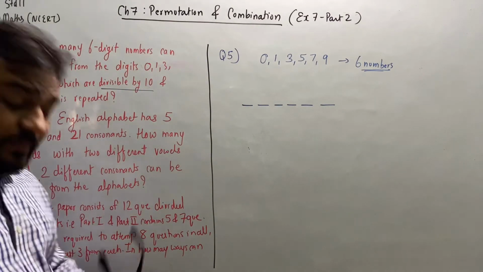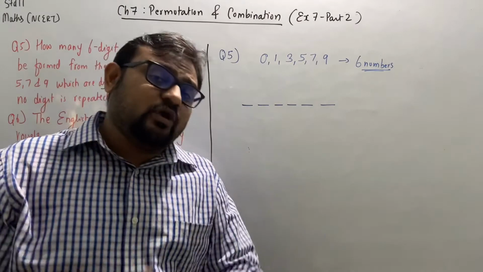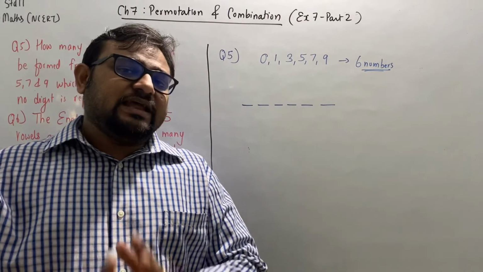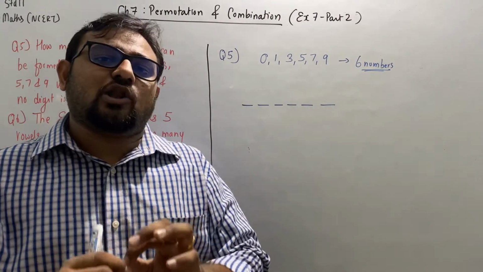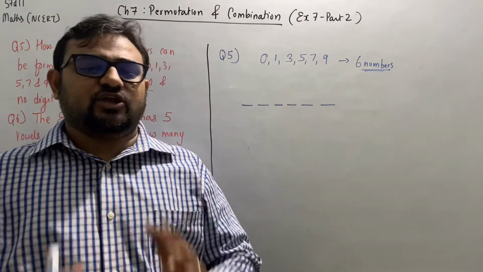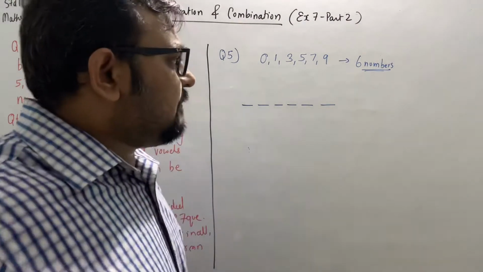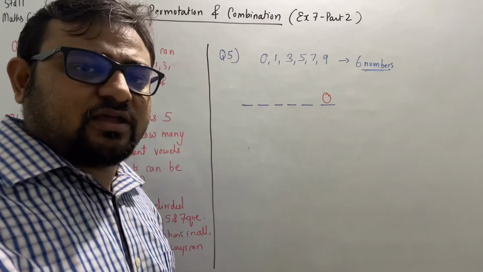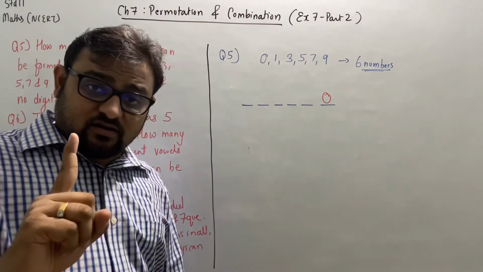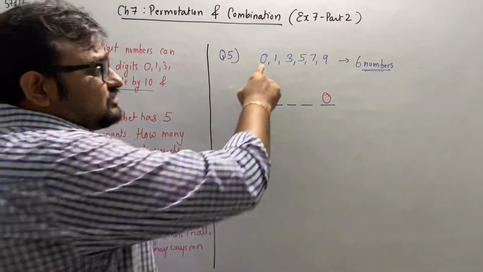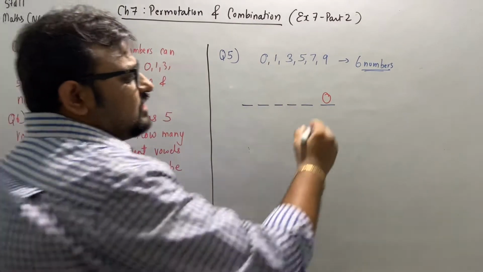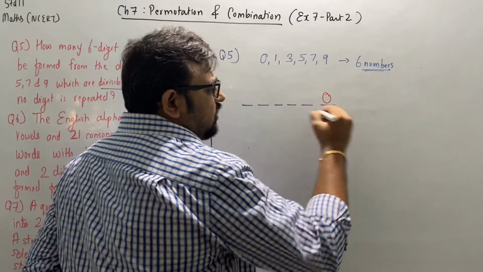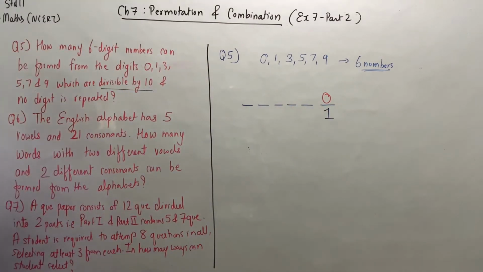So what does that mean? That at units place it must be always 0. So if I put here 0, how many options am I having? Only one. I can only put 0 from here, right? So only one option. Clear?